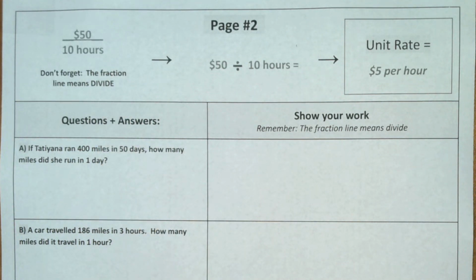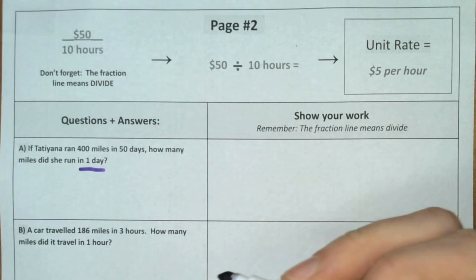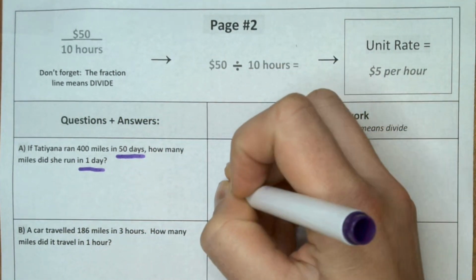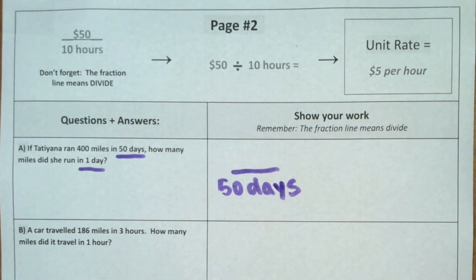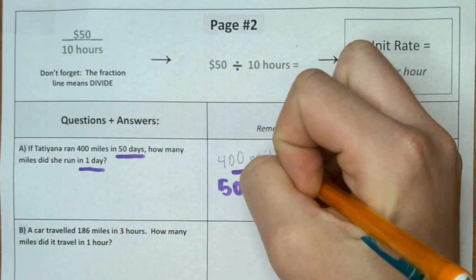Let's take a look at A. If Tatiana ran 400 miles in 50 days, how many miles did she run in 1 day? Pause the video, complete this problem, and then come back. So we're looking for how many miles she went in one day. So that means that these 50 days, when we divide, that will be our denominator. I'm going to do 400 miles divided by 50 days.